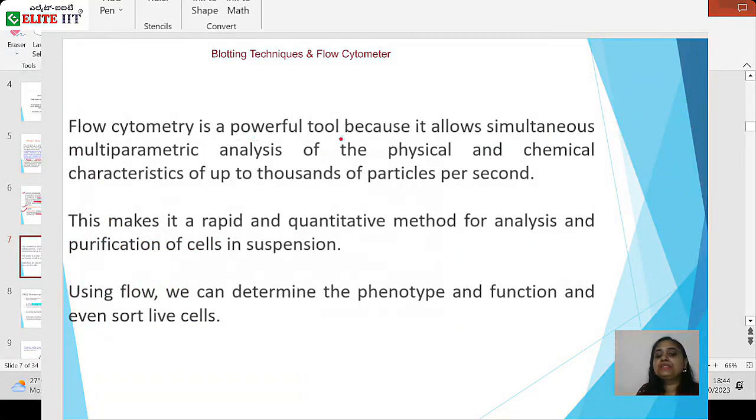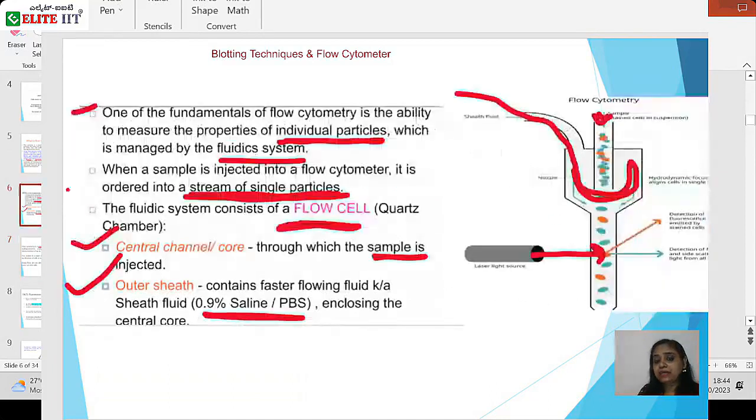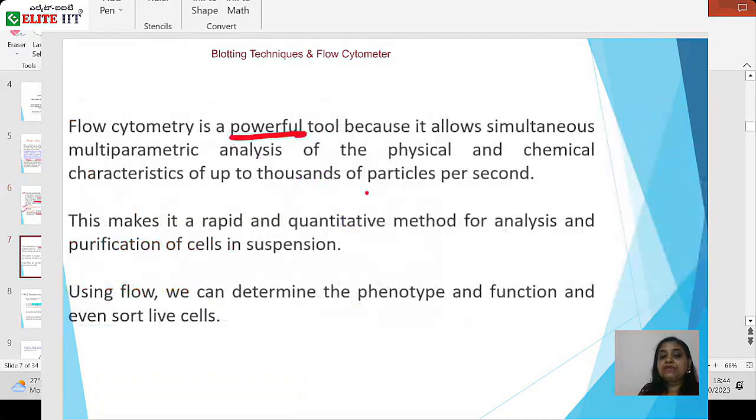Now flow cytometer is a very powerful tool because it allows simultaneous multi-parametric analysis of physical as well as chemical characteristics of up to thousands of particles per second. So efficiency is very high because within a second you can analyze a lot of data from a lot of particles. Therefore it is known as a powerful tool. Within a minute, you can analyze thousands of particles. This makes it a rapid and quantitative method for analysis and purification of cells in suspension.